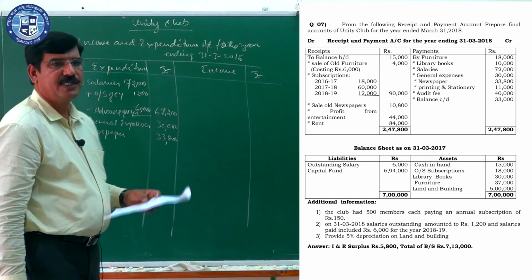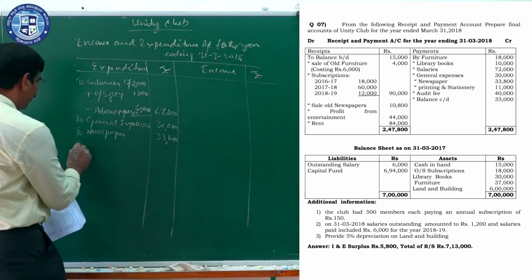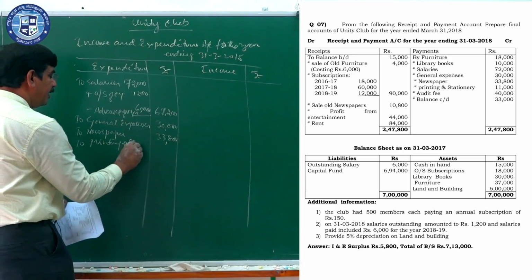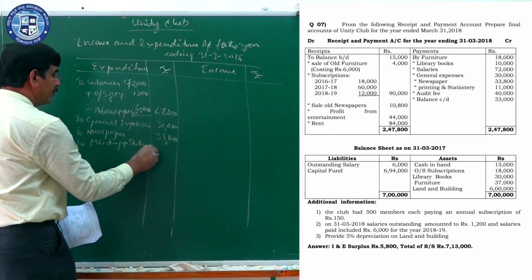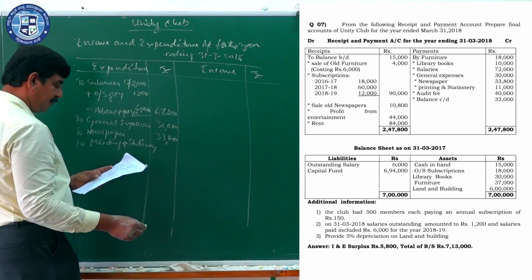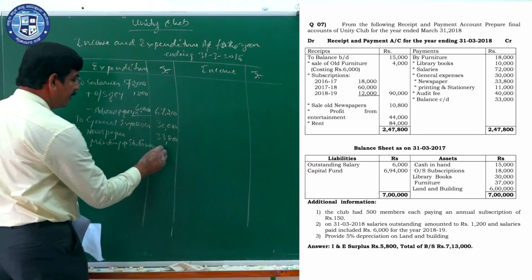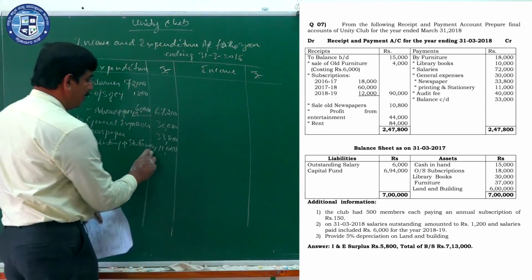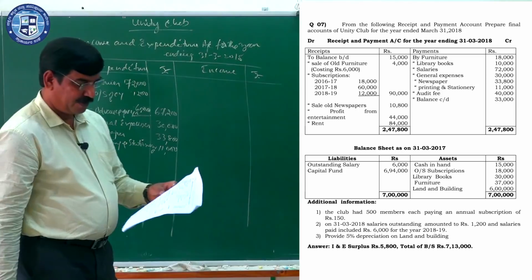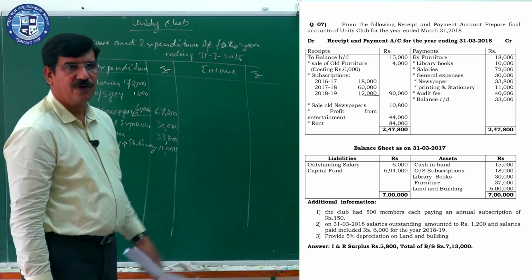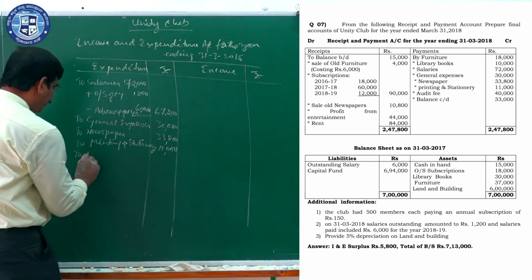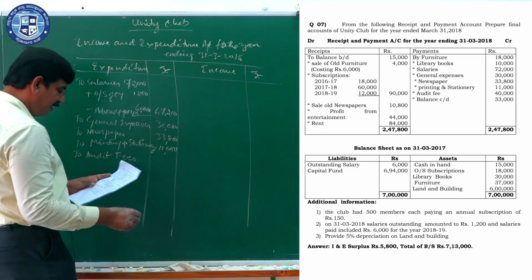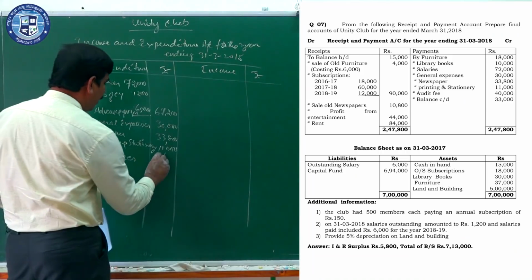33,800. Printing and stationery 11,000, for this also there is no adjustment. Printing and stationery 11,000. Then audit fees 40,000. Audit fees 40,000.